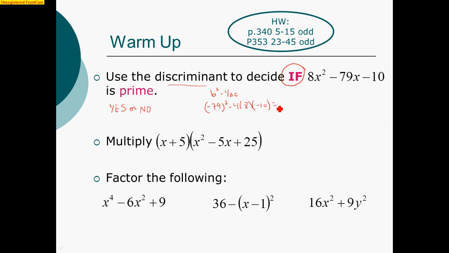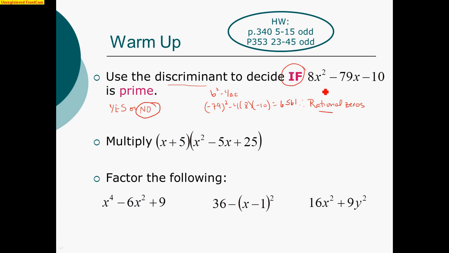And when I did that on my calculator, I got 6,561. And I did not know whether that was a perfect square, so again I used my calculator, and when I took the square root of this, I got an integer. Therefore, this quadratic has rational zeros, and rational zeros will be turned into linear factors that are rational, meaning that no, this polynomial then is not prime.